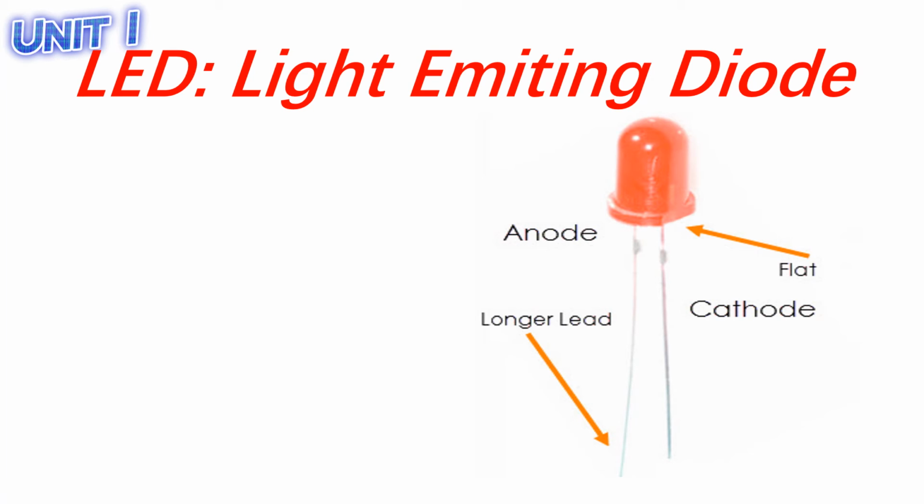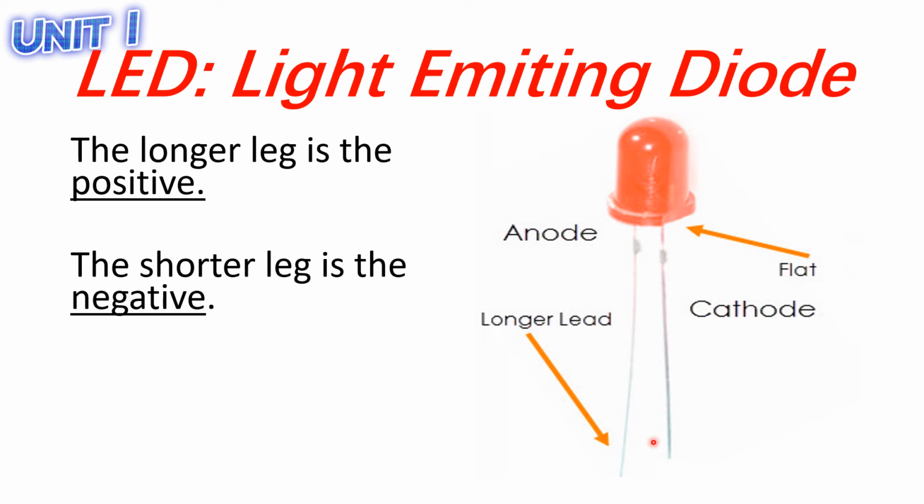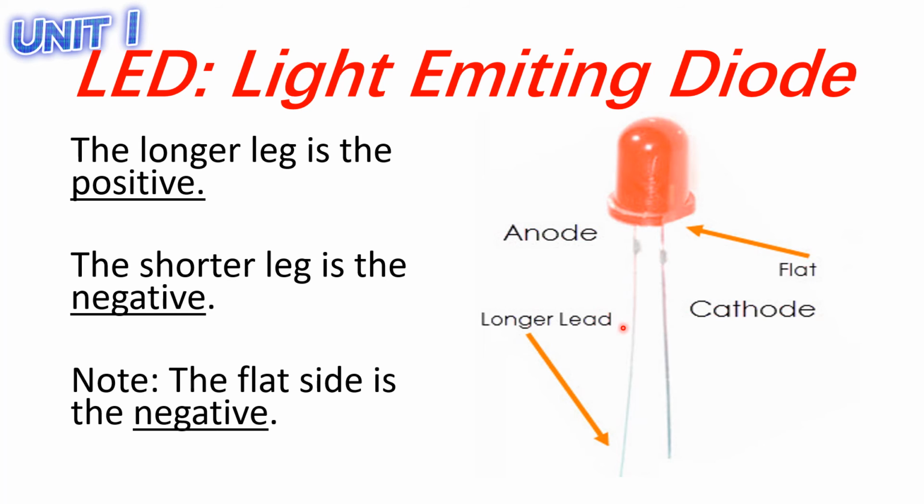If you look closely at your LED, it has two legs. The longer leg represents your positive terminal. Your shorter leg represents your negative terminal, or your cathode terminal. Just in case you cut the legs, they will be of the same height, right? So how will you know which one is cathode and which one is anode? Just look at the flat side of your LED. This flat side represents your cathode, or your negative terminal.